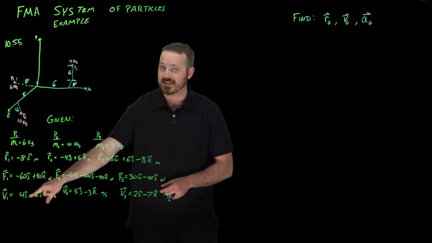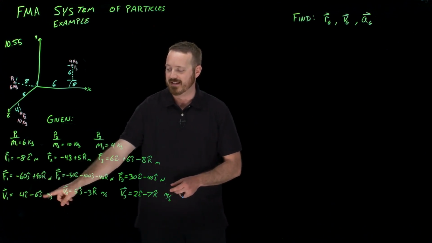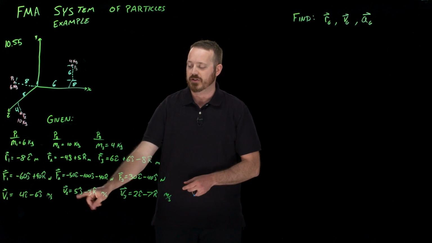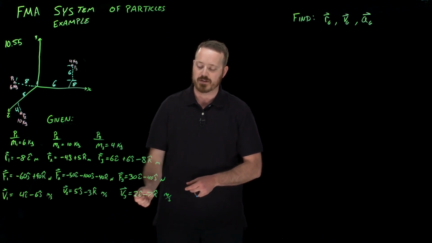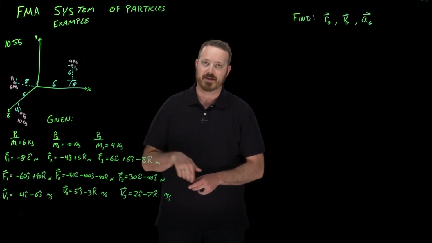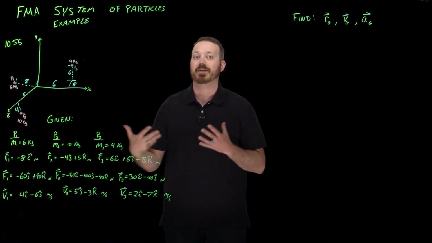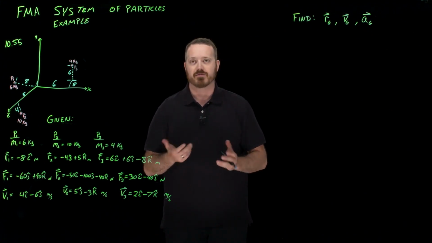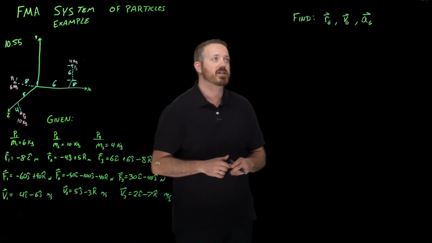The velocity of particle 1 is 4i and negative 6j meters per second. Velocity of particle 2 is 5j and negative 3k. And finally, the velocity of particle 3 is 2i and negative 7k. So that's a lot of detail to capture, and unfortunately we're going to need all of it in order to do these 3 steps, which is to find position, velocity, and acceleration. So go ahead and capture that information, and then we can move forward.